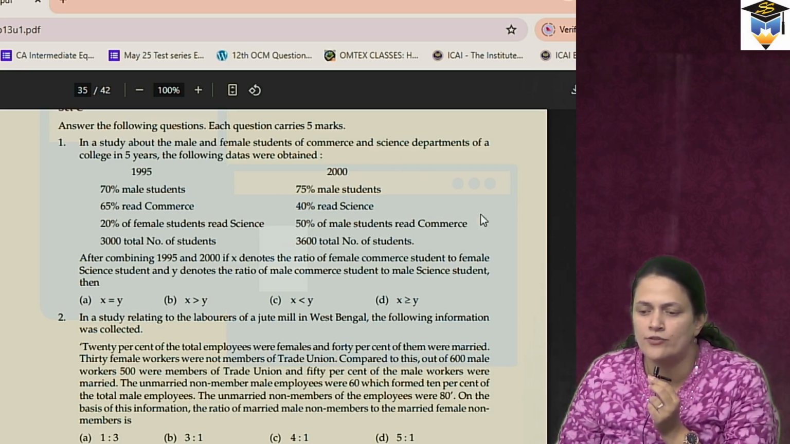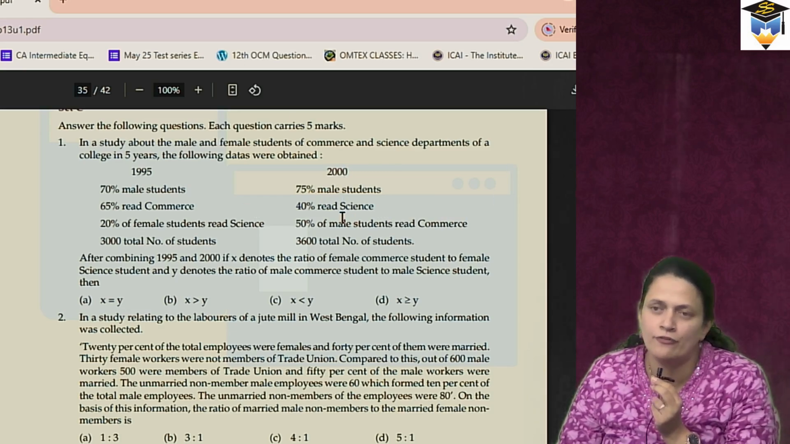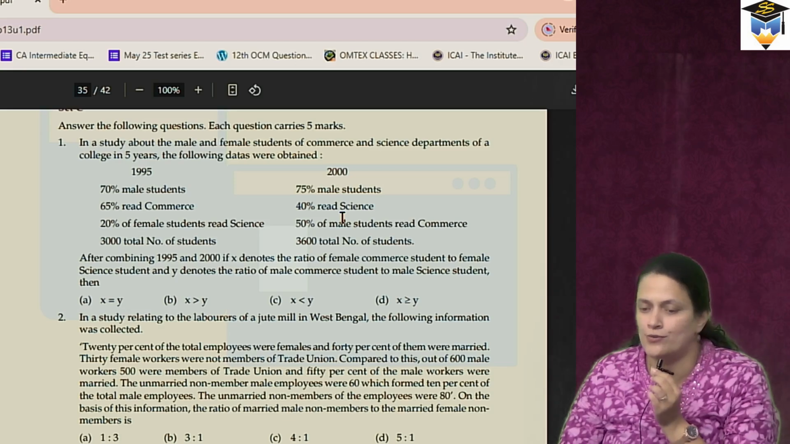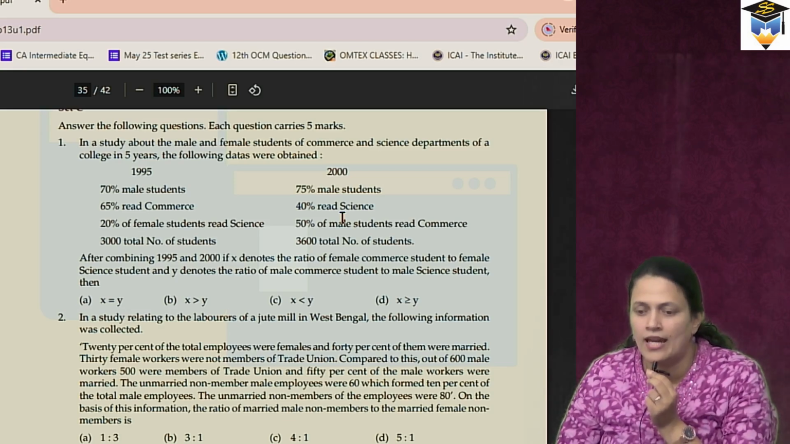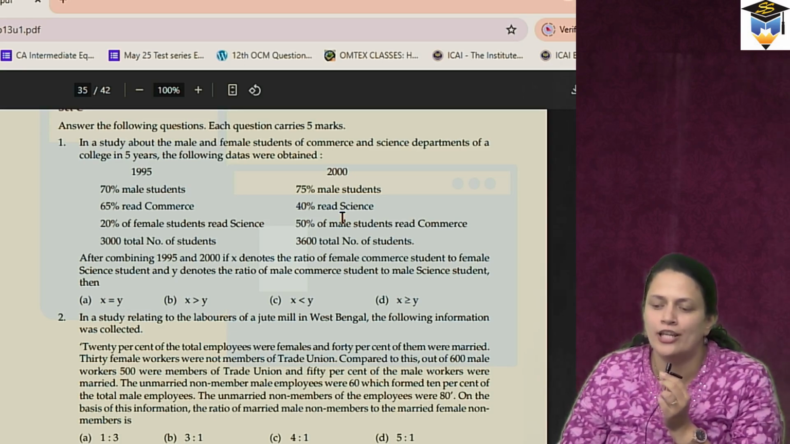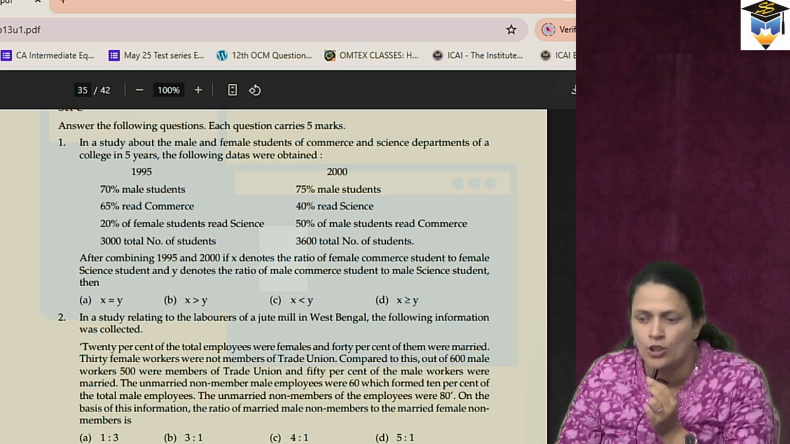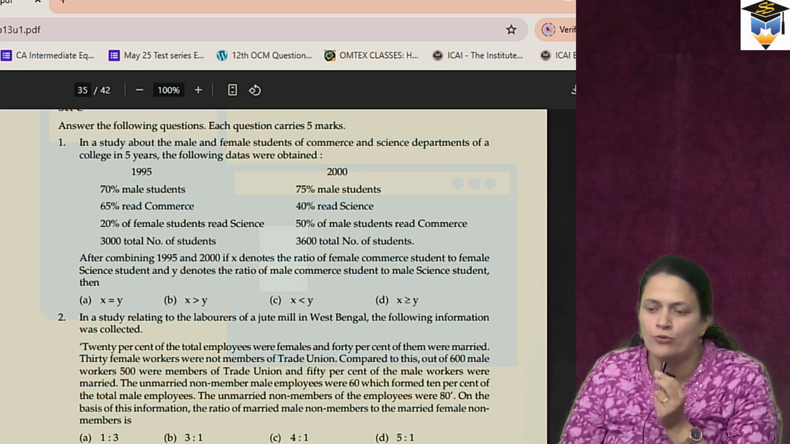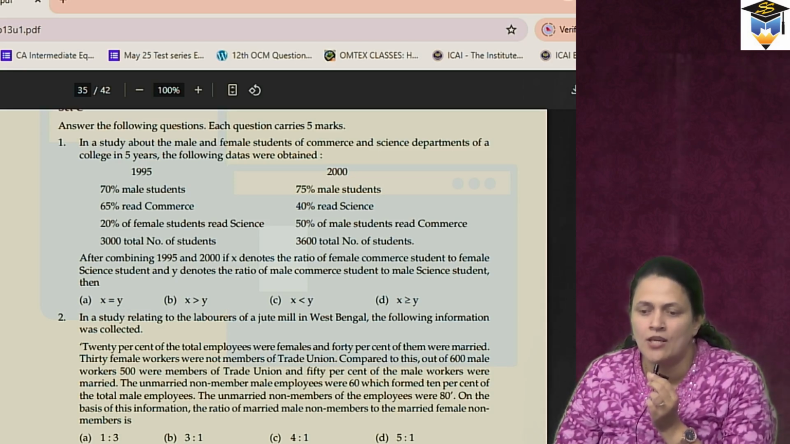75% male students, 40%. This data is given for the years 1995 and 2000. And they have asked you, after combining both batches, if X denotes the ratio of female commerce students to female science students and Y denotes the ratio of male commerce students to male science students, then find out which of the options is correct.